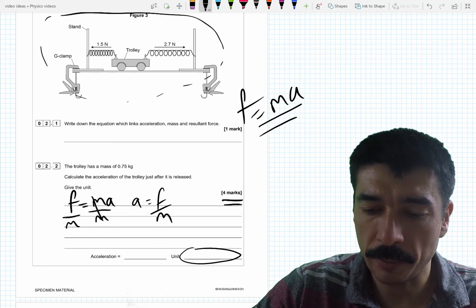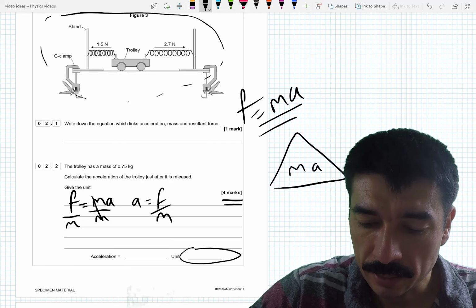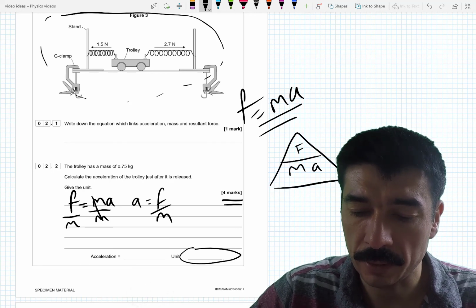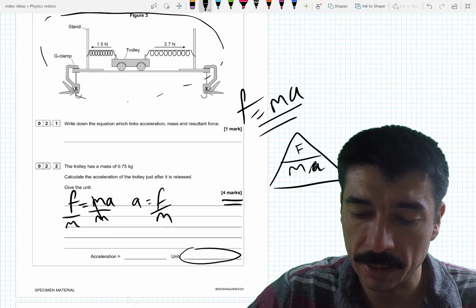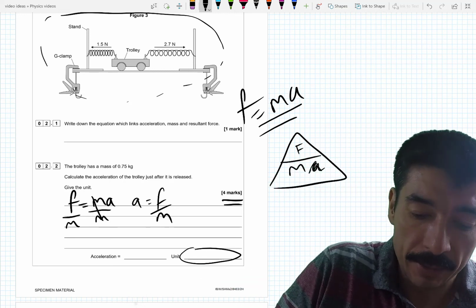You may want to put it into a formula triangle. The two things that are multiplied together go on the bottom, m and A, and then F goes on the top. Cover up A. You're left with F divided by m. So that's how you'd use a formula triangle to get this. Now sub in the numbers we know.